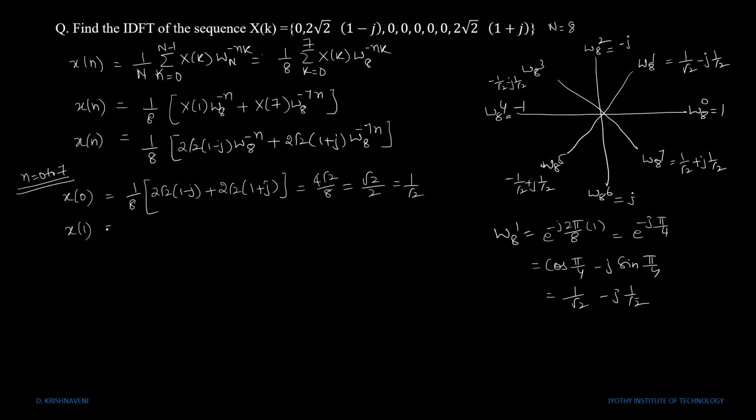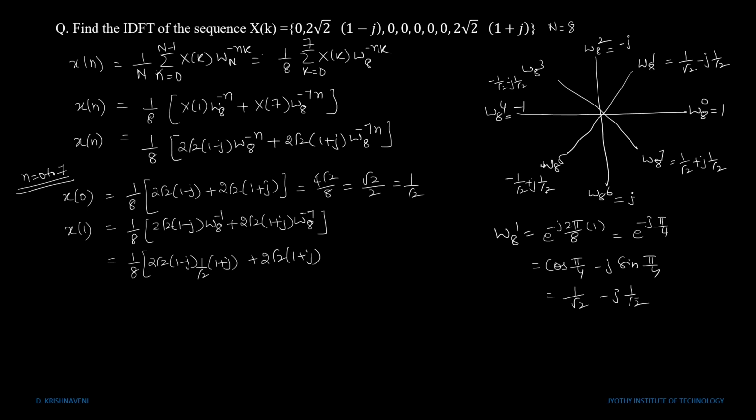Next substitute n is equal to 1. So we'll get 2 root 2 (1 minus j) W8 to the power of minus 1 plus 2 root 2 (1 plus j) W8 to the power of minus 7. So 1 by 8, 2 root 2 (1 minus j) W8 to the power of minus 1. W8 to the power of minus 1 is conjugate of W8 to the power of 1. So W8 to the power of minus 1 will be 1 by root 2 minus j 1 by root 2 plus j 1 by root 2. So 1 by root 2 I'll take common. So I'll write 1 plus j. Next here plus 2 root 2 into (1 plus j).